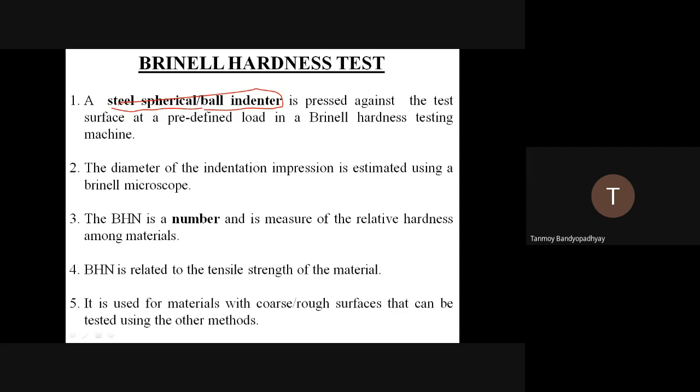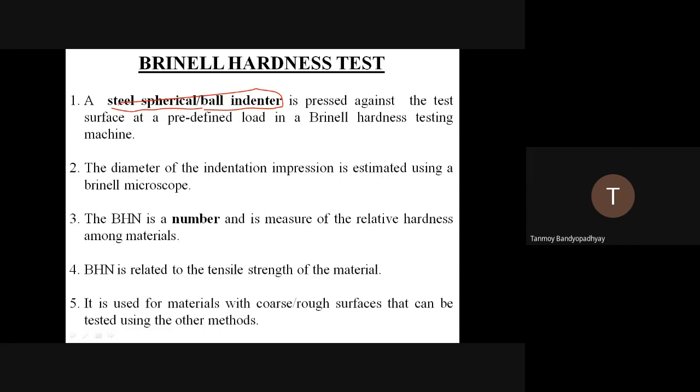A microscopic attachment is either always present with the setup itself, or in many machines it can come as a different attachment. After you apply the load, you take out the specimen, put the Brinell microscope on that specimen, and measure the impression diameter.